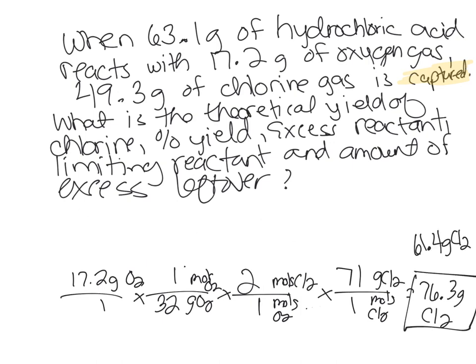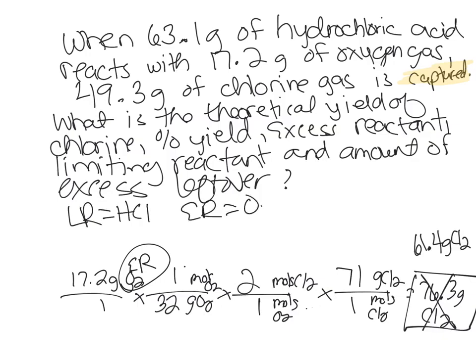So from this moment right here, we know that our theoretical yield is the 61.4 grams of chlorine. The 76.3 didn't happen. That makes our excess reactant the oxygen. That makes our limiting reactant the hydrochloric acid. So limiting reactant is the HCl because it produced the smaller amount. The excess reactant is oxygen. Our theoretical yield is 61.4 grams of Cl2.